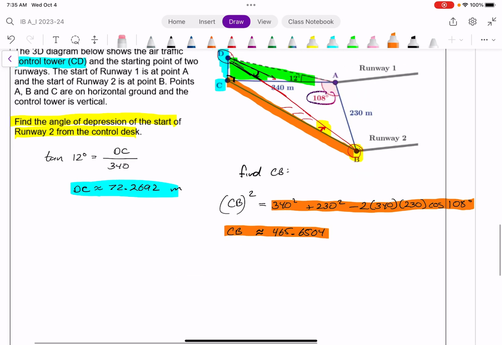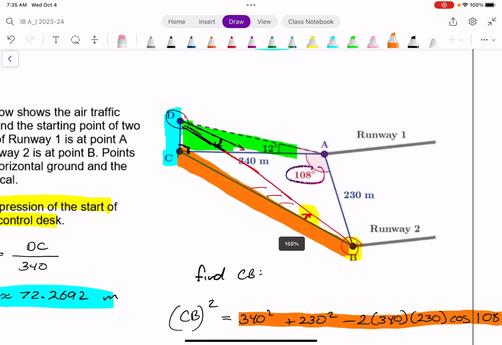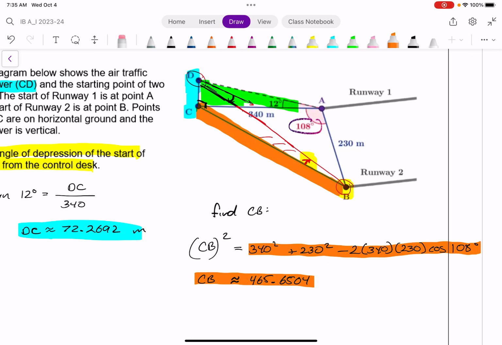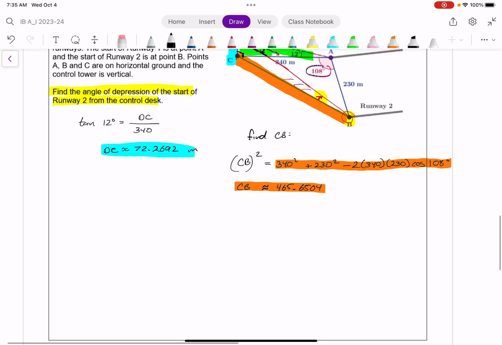All right, so now I can find this angle that we were trying to figure out from the start, because now if I look at this three-dimensional diagram, I know the height from D to C. I know that's approximately 72 meters. I know the length across the bottom, that's what we just figured out. It's approximately 466 meters. So I can use those now to find that angle B. And again, I'll use the tangent ratio.